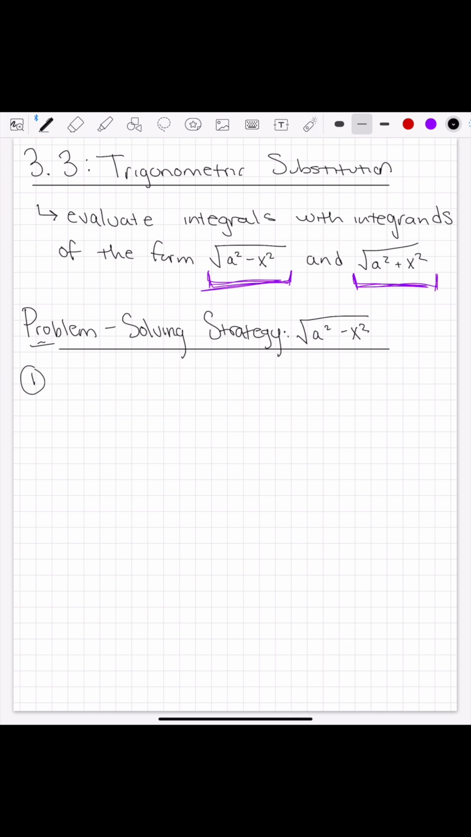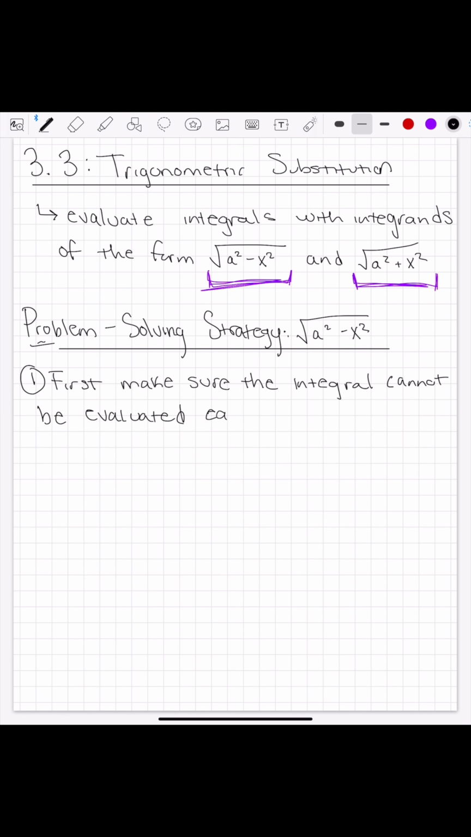So the first thing you always want to do is make sure that you can't use another technique. So you want to go through our toolbox, and remember we have U substitution, we have integration by parts, right? And we also have the stuff we learned in 3.2 with the trigonometric integrals, with the trig identities. So you want to make sure that the integral cannot be evaluated easily another way. And again, why? Because like I said, this method is pretty long and involved. So if you can avoid it, you want to avoid it.